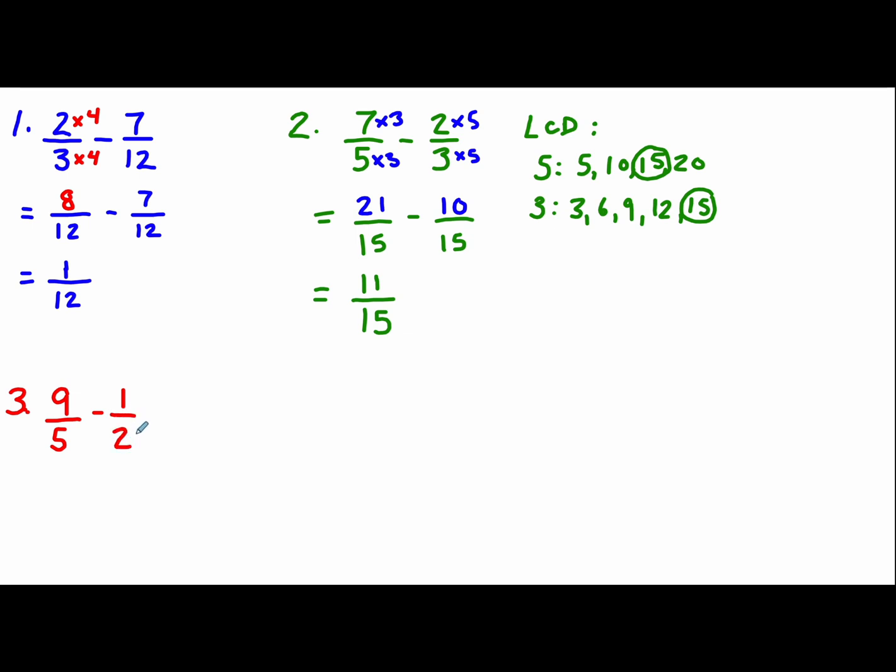So we begin again by asking ourselves, do we have a common or uncommon denominator? Well, we have 9 over 5 and 1/2, so our denominators are different. So we will need to find a common denominator. Now again, there are a few ways we can do that.